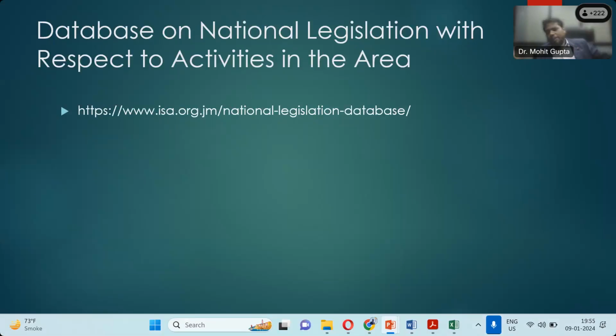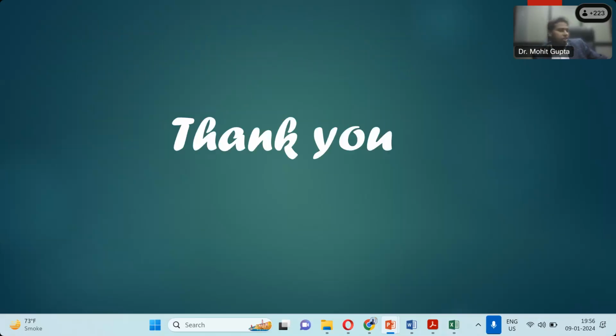Again, when it comes to comparative study, another important resource is the ISA website, which is the International Seabed Authority's website. Here also you can find the legislations or rules of different countries, how they are implementing the provisions in the law of the sea convention related to the Area. Area is deep seabed. Area is the term used for the deep seabed or seabed beyond national jurisdiction. This term is used in the law of the sea convention. So again, this is a very important database for a comparative study.